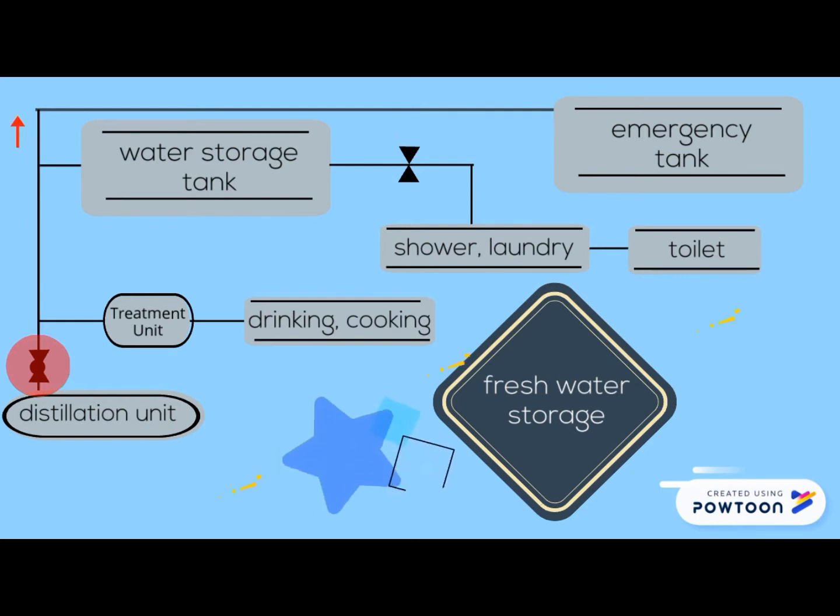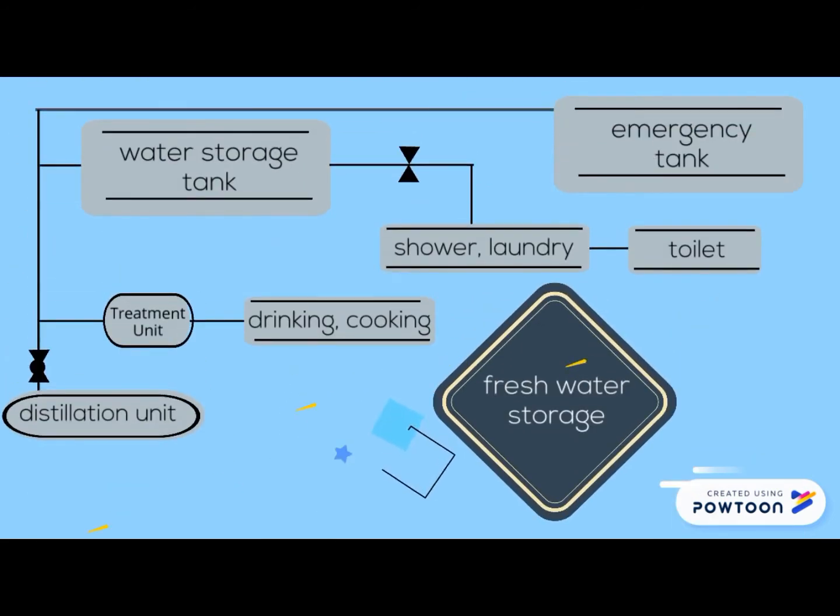7.4% of the fresh water produced will undergo treatment from the treatment unit for drinking and cooking purposes. 3.2% of the fresh water produced from the distillation unit will be used for washing, which is laundry. 61.9% of the fresh water produced will be used for shower, and the remaining 27.5% of the fresh water will be stored in the emergency tank for emergency purposes.